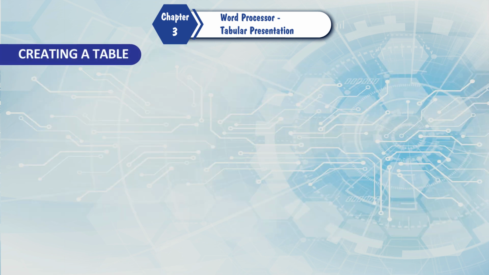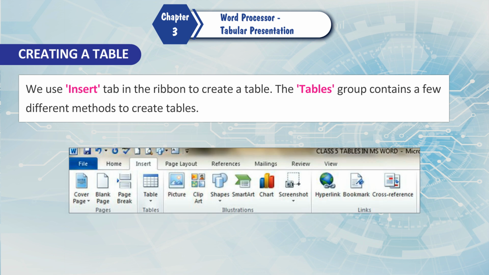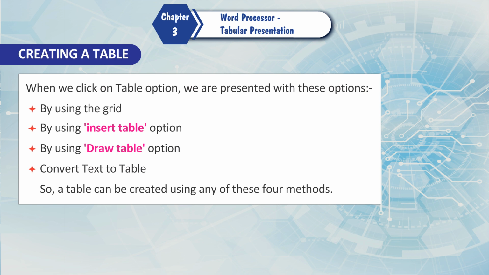Creating a table. We use the Insert tab in the ribbon to create a table. The Tables group contains a few different methods to create tables. When we click on the Table option, we are presented with these options: by using the grid, by using the Insert Table option, by using the Draw Table option, and Convert Text to Table. So, a table can be created using any of these four methods.